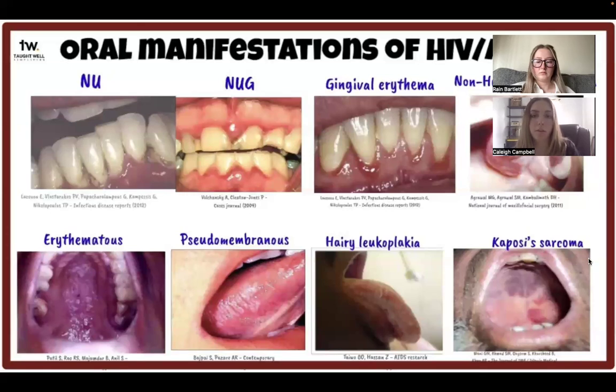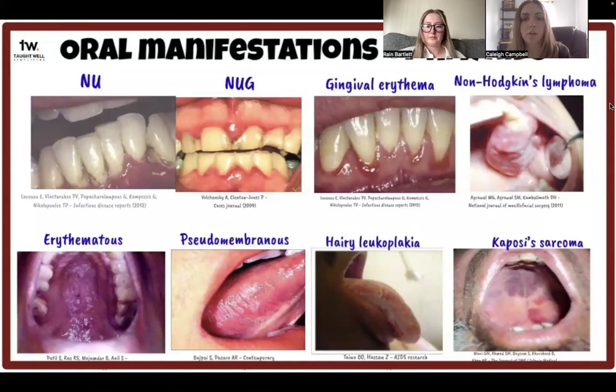This is a picture I found that shows some of these oral manifestations. So you can see at the top, you have the necrotizing ulcerative gingivitis and periodontitis. You have the gingival erythema, which is that redness along the gingival margin, and you're also going to see this in patients even when there really isn't that much plaque to be causing gingivitis. And then non-Hodgkin's lymphoma, erythematous spots throughout the mouth, pseudomembranes, hairy leukoplakia along the tongue, and then Kaposi sarcoma.